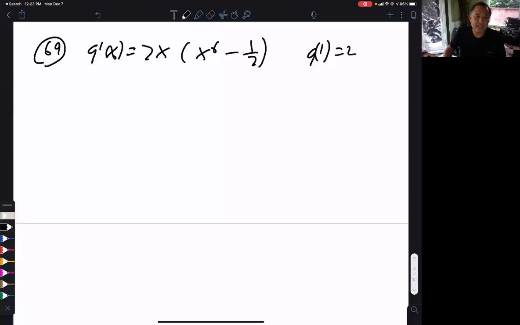This is chapter 5, section 1, number 69. They want the solution. When they say solution, what does that mean? That means if you have a derivative, they want the original function g. That's what it means to find the solution.